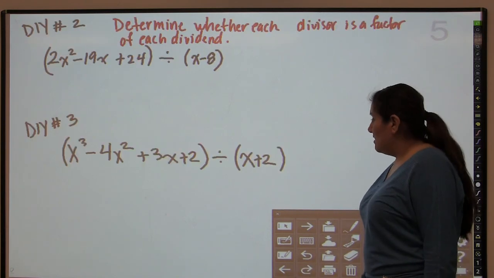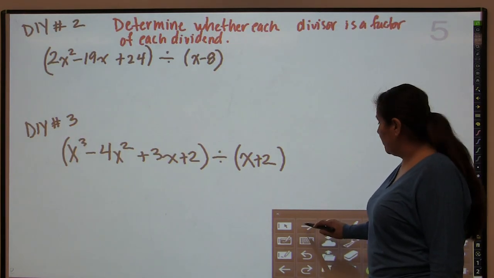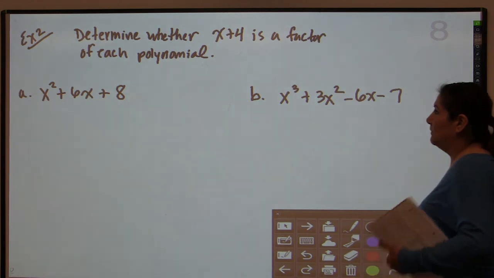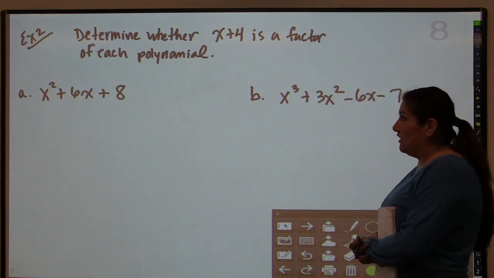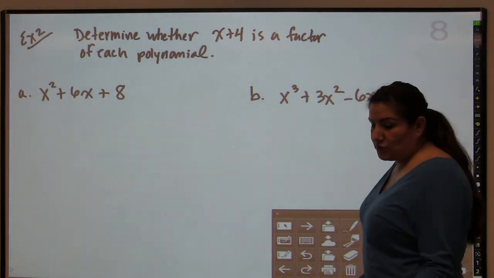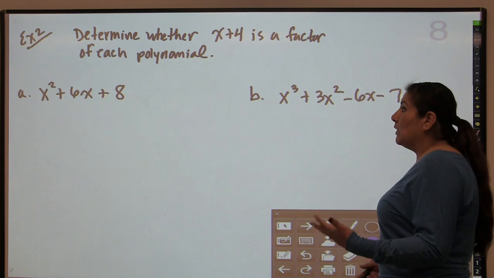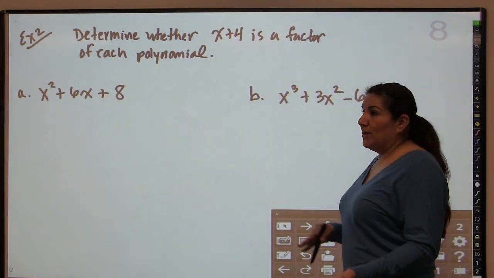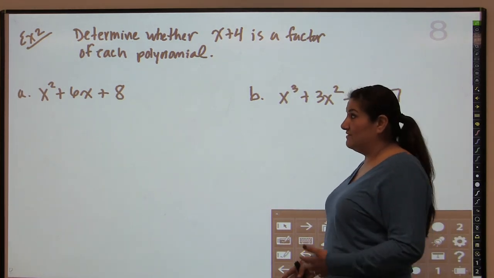All right, so now that you've done that, we're going to go to example 2. It says, determine whether x plus 4 is a factor of each polynomial. So this goes back to the idea of the factors question that I asked you earlier. How did we know that 5 is a factor of 15 or that 3 is a factor of 15? And how did we know that 3 wasn't a factor of 17?